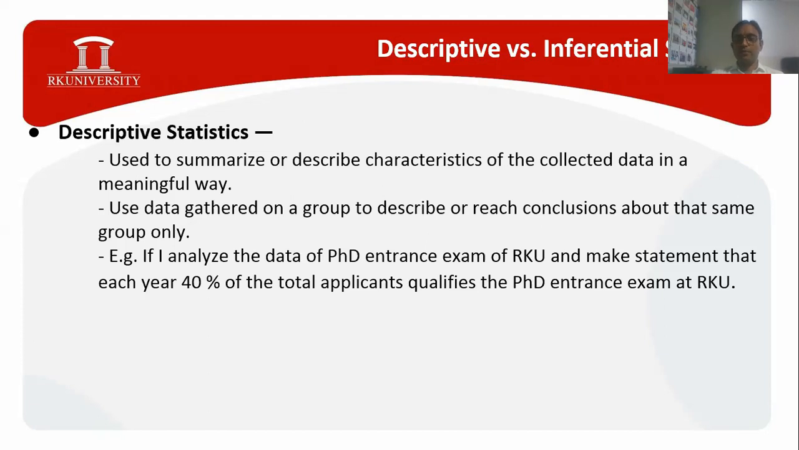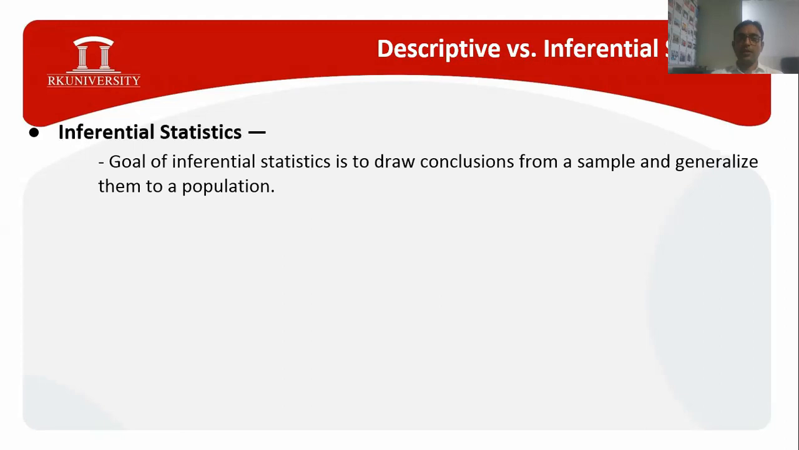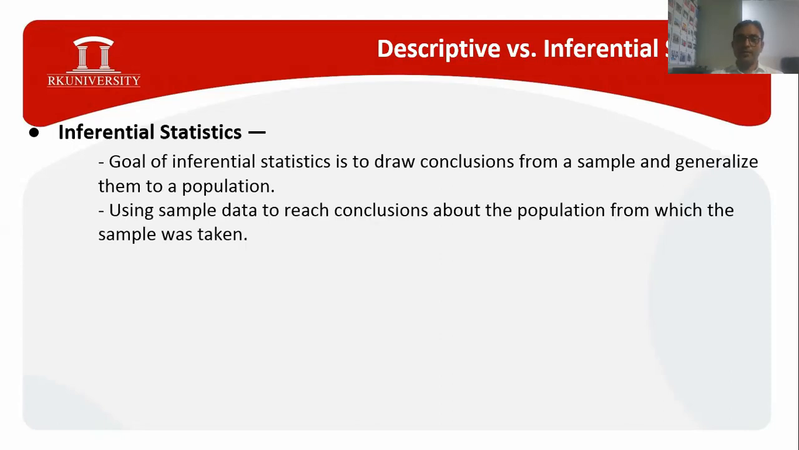So this is again an example of descriptive statistics. Now let us understand inferential statistics. In inferential statistics, the goal is to draw conclusions from the sample and to generalize them to the population. That means we are using sample data to reach a conclusion about the population from which the sample was taken, right? So generally it is used for the purpose of hypothesis testing or making predictions out of the sample data about the population.